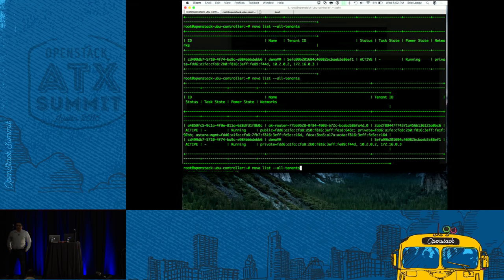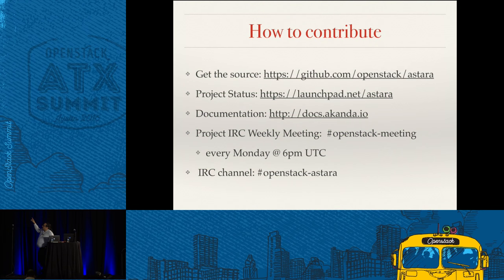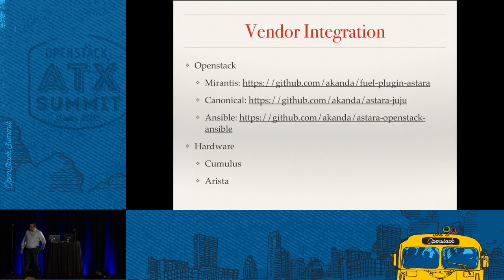Do you guys need help? We can show you, if you're interested in how to contribute, where you can get the source code, the project status, and the documentation, and where we have our weekly IRC meeting for the group. We're all located on the IRC channel, so if you want to talk to us, it's OpenStack Astara. Like I said, we're working on different integration points. We do have a PPA, the Fuel plug-in, and I'm working on the Ansible aspect. We also work with Arista and Cumulus partners in the environment.